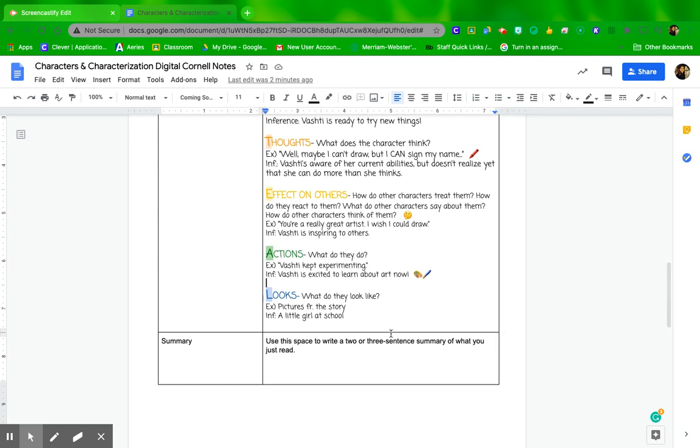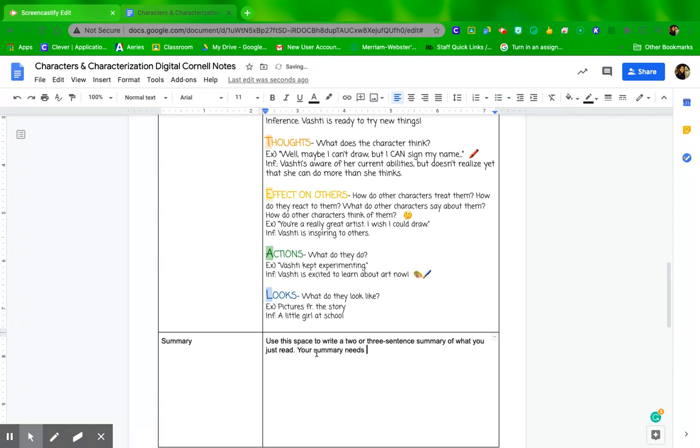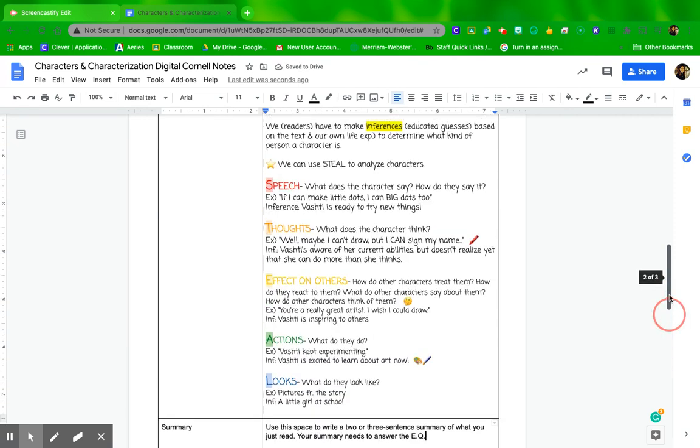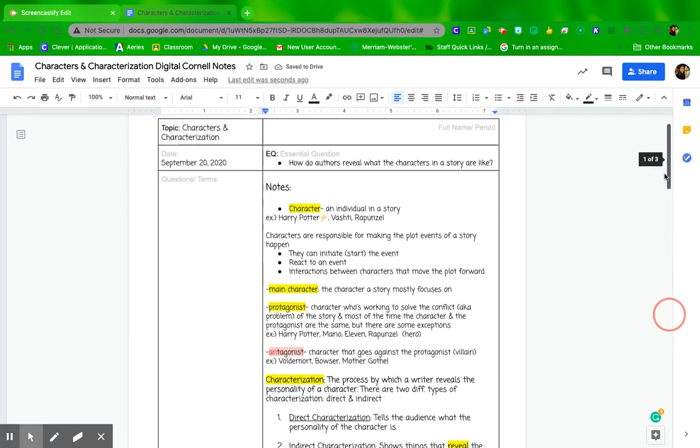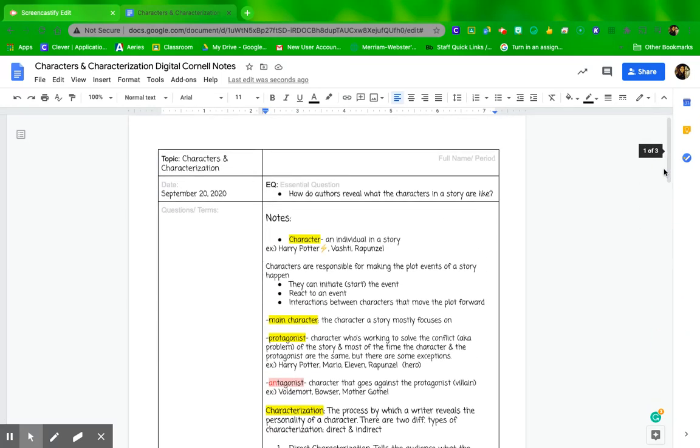Okay, so now that we know this, you are going to go ahead and write a 2 to 3 sentence summary of what you just read. Your summary needs to answer the essential question. Okay, so what is the essential question? The essential question is, how do authors reveal what the characters in a story are like?